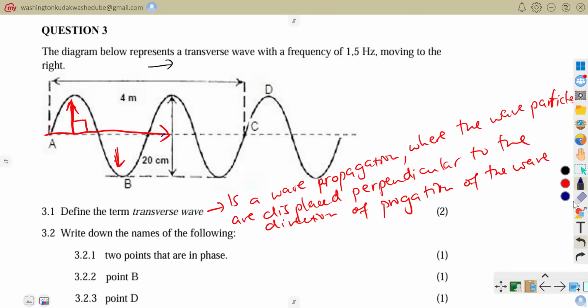Or you can simply say that the direction in which the particles of the wave move is at right angles with the direction of the what? Of the propagation of the wave. Write down the names of the following 2 points that are in phase. We can say that we have got point A and point C. Those 2 points are in phase. So you would say point A and point C are in phase.